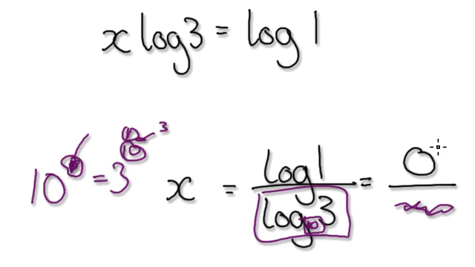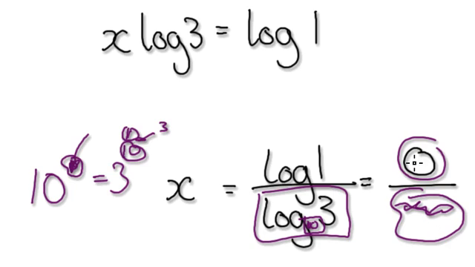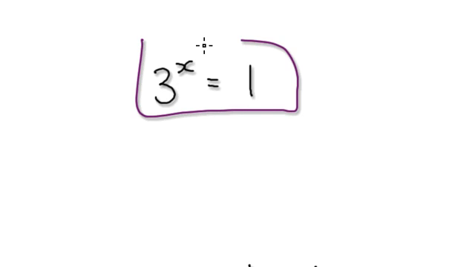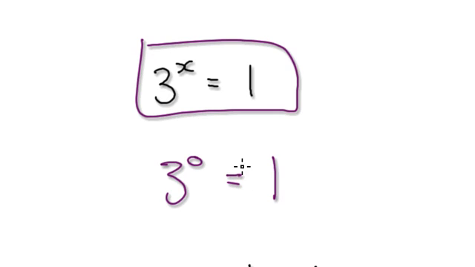So here you've got x equals 0 divided by some number. Well, 0 divided by some number is going to be 0. So x here equals 0. Okay, but going back to the original question here, I hope you should realize that you should be able to glance at this and see that it's going to be 3 to the power 0 equals 1. So x here is 0.